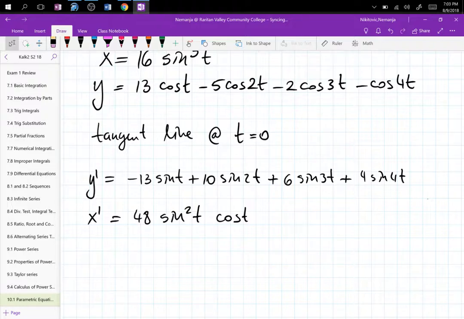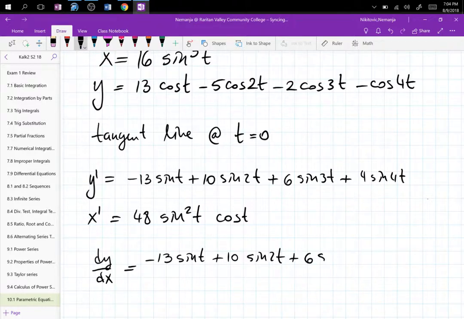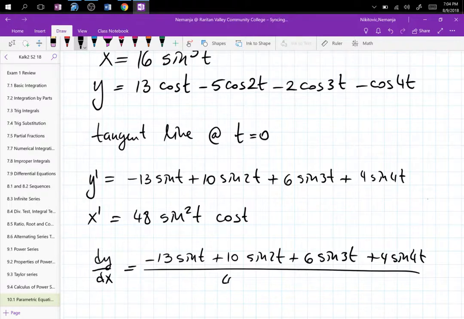So that's that. My derivative dy/dx is going to be the whole thing up there: negative 13 sine t plus 10 sine 2t plus 6 sine 3t plus 4 sine 4t, everything divided by 48 sine squared t cosine t.